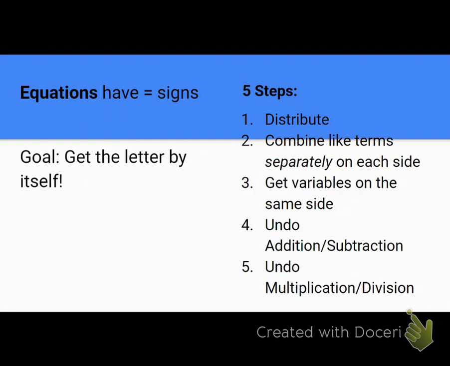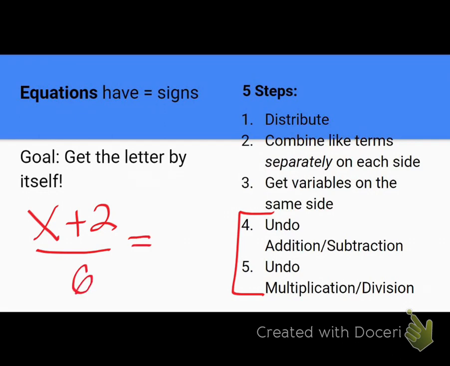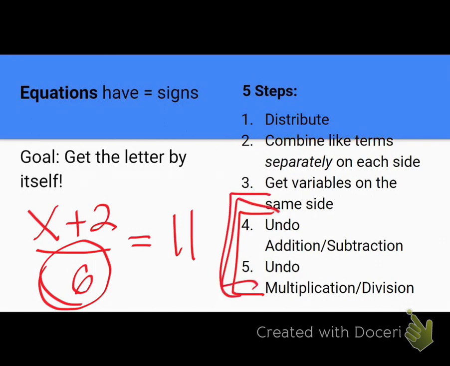These two can go in a different order depending on the equation. Okay? So for example, if I put x plus 2 over 6 equals 11, step 4 would be to undo that division first before I can subtract 2 from both sides. So sometimes this order might be different, and that's okay. Any questions so far?